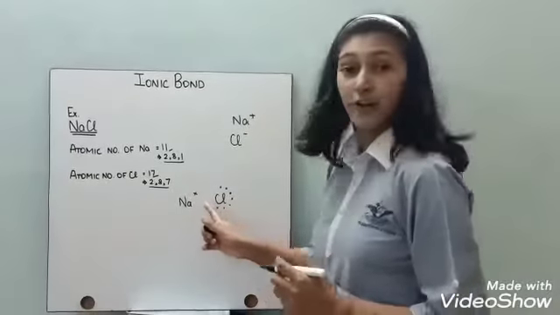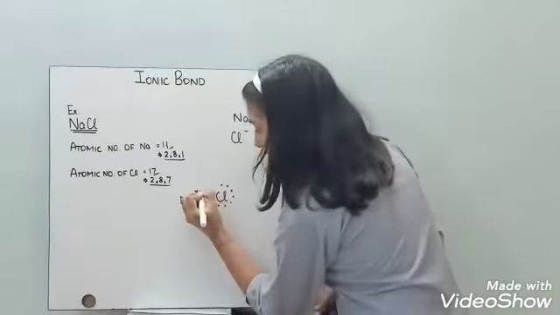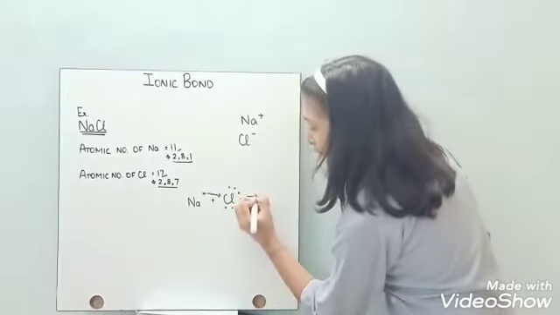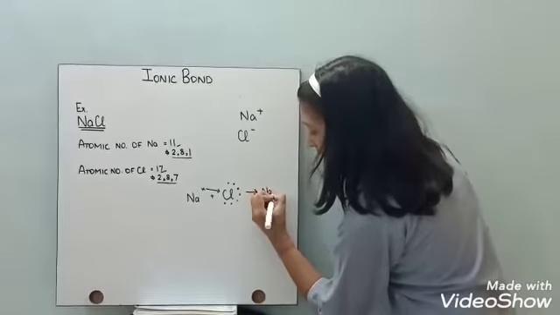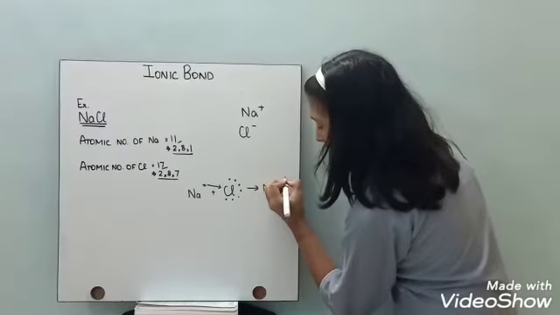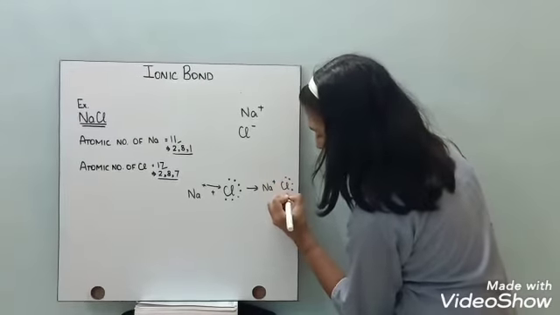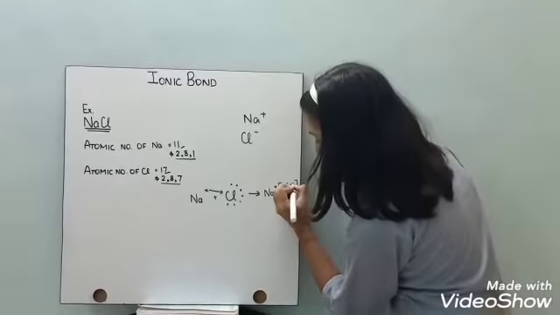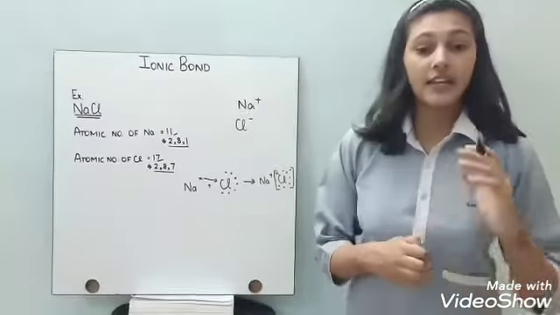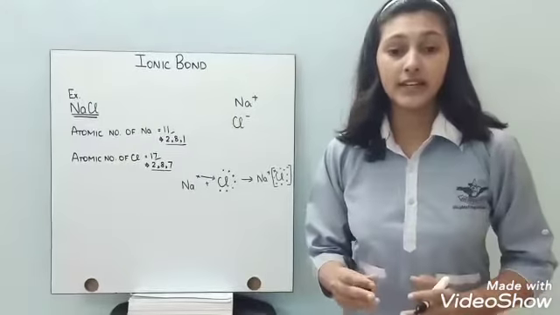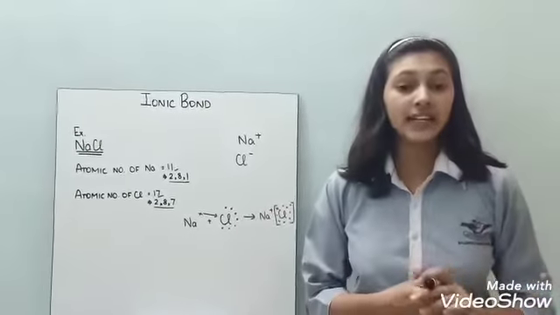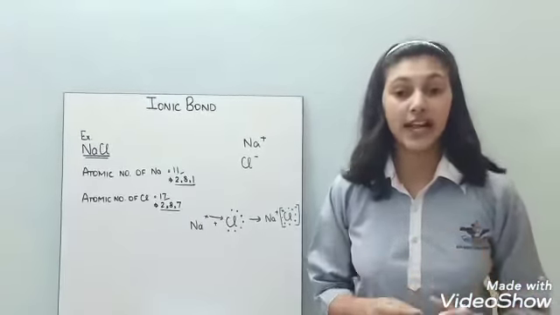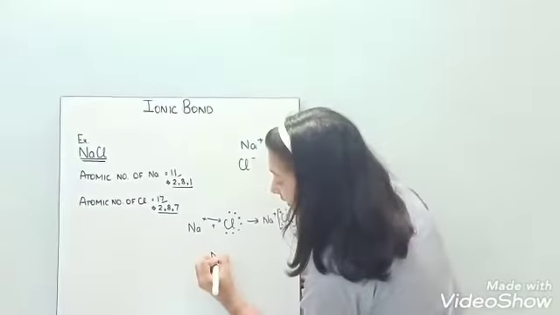So Na will give 1 electron to chlorine, so it will become like a noble element. So it will form Na plus and chlorine minus. The sodium and chlorine ions, being oppositely charged, attract each other and are held by a strong electrostatic force of attraction to exist as NaCl.